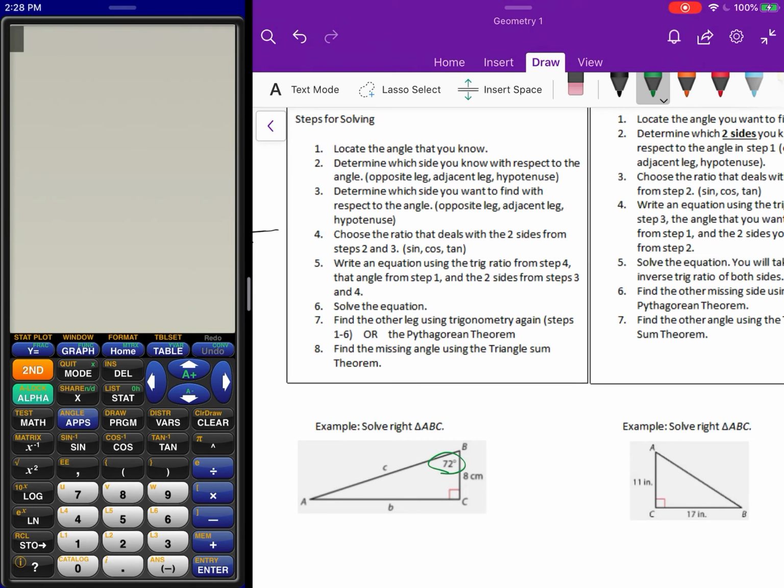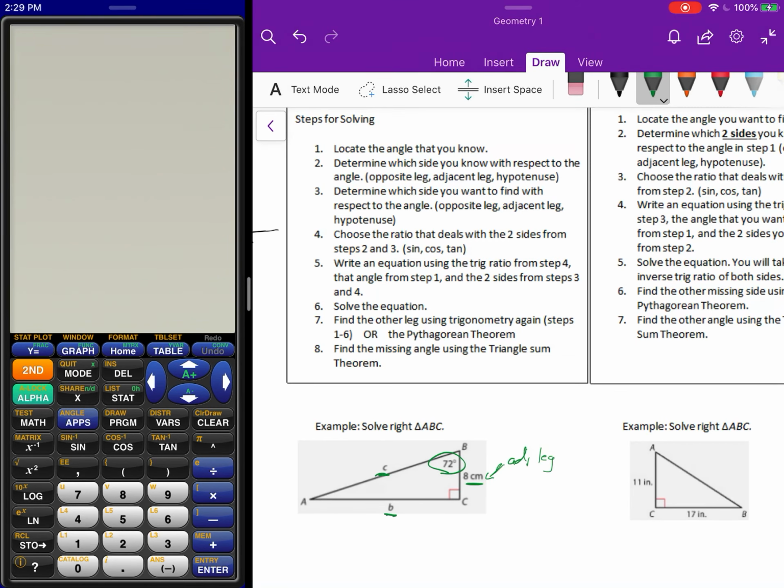So here's the angle I know, 72. Really tough step. Determine which side you know with respect to the angle. So we have 8, a B, and a C. The one we know is 8. So what side is that with respect to the 72? Well, that's the adjacent. That's the adjacent leg.